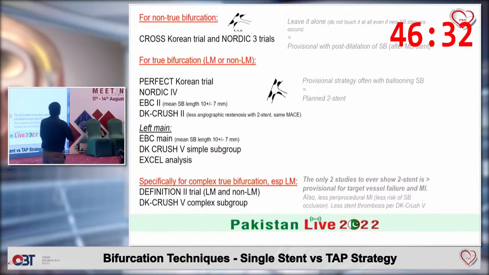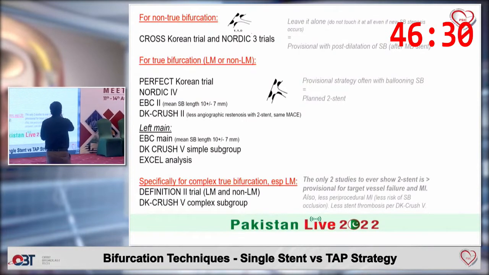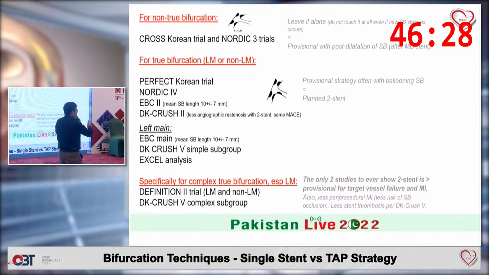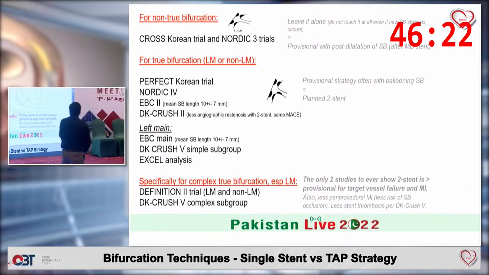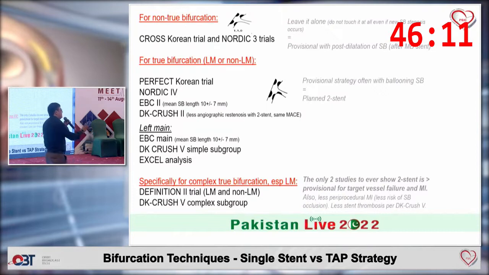That's not needed. Even in the Cross-Korean trial and the Nordic 3 trial, in the leave-it-alone strategy the side branch was only wired, and very sparingly ballooned and kissed. The results were quite good. When it comes to true bifurcation, even involving the left main, for example a 1,1,1 that was non-complex, just as I said, with a side branch lesion less than 2.5 maybe and not much involved, in the Nordic 4, EBC2, and even DK Crush 2 trials, for the simple lesion, a provisional strategy, often with ballooning of the side branch.